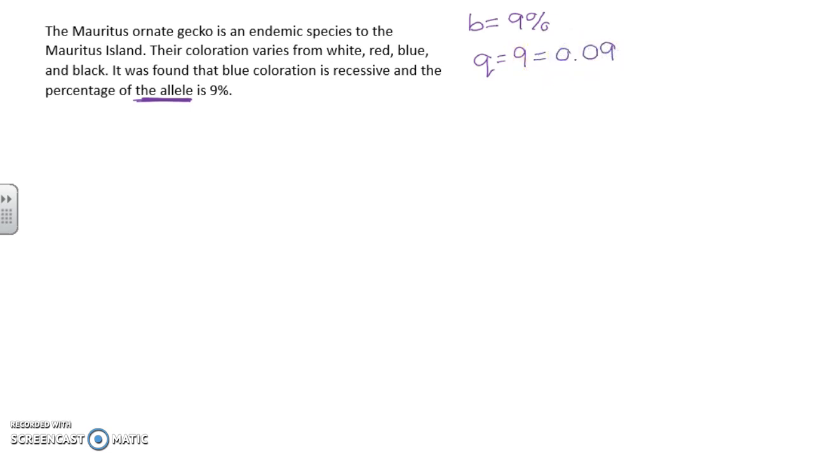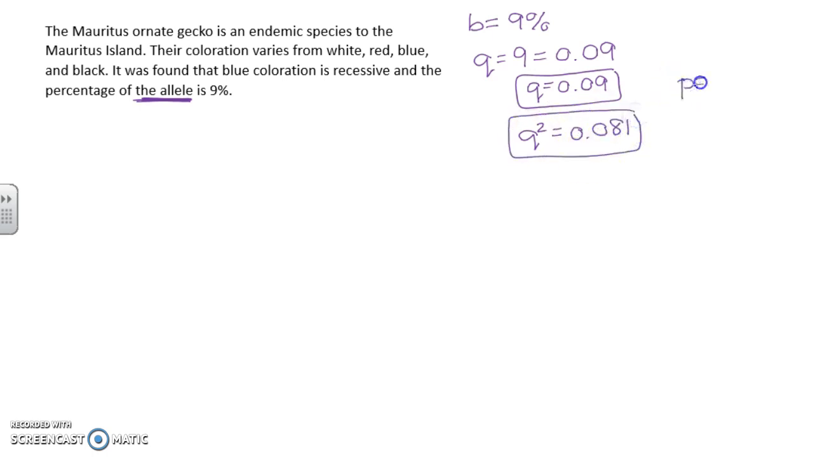Don't worry about whether the white or the red or the black is dominant. It doesn't matter. We're just trying to figure it out. So now we know that q is 0.09, which means we can easily figure out q squared by multiplying that on its own. So that will give us 0.081. That will be q squared. p again is 1 minus q. That will give us 0.91.